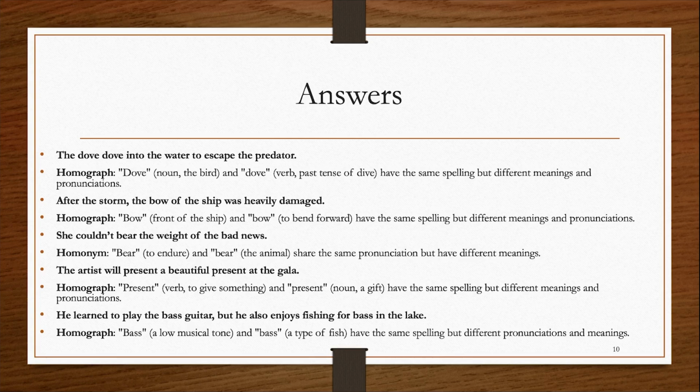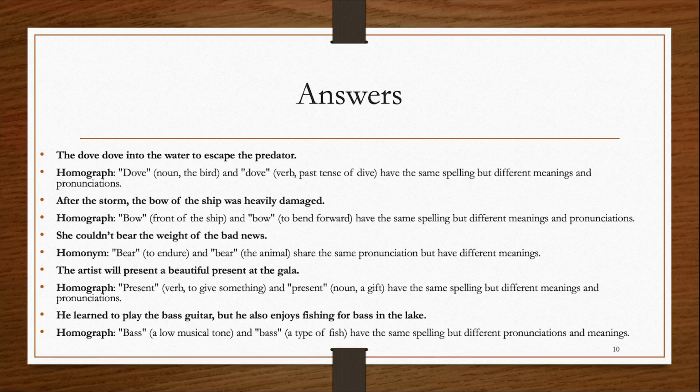She couldn't bear the weight of the bad news. Bear is to endure, whereas bear, the animal, they have the same pronunciation, same spelling but different meanings. The next one, present, the verb, is to give something, and the other present is a noun, a gift. They have the same spelling but different meanings and pronunciations. Present and present, stress patterns. This exercise also we'll have a small discussion on in this session.